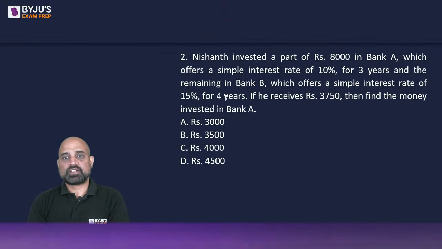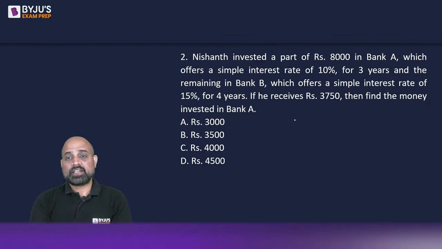Next question. Nishant invested a part of rupees 8,000 in Bank A, which offers a simple rate of 10% for 3 years, and remaining in Bank B, which offers a simple rate of interest 15% for 4 years. If he receives rupees 3750, then find the money invested in Bank A. Such kind of questions can be solved in a lot of different ways. We have a formula for simple interest, which is given as PRT by 100, right?